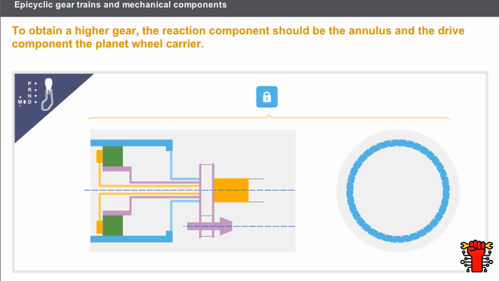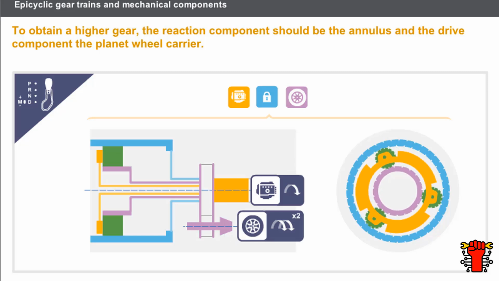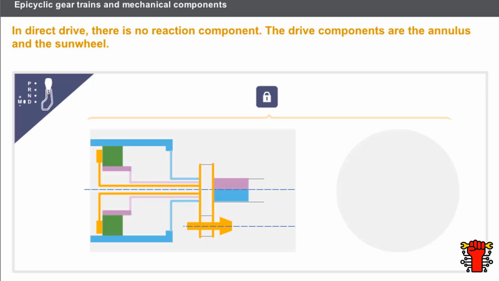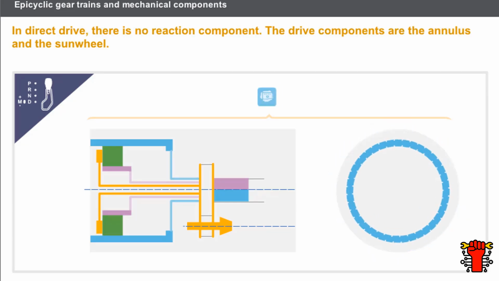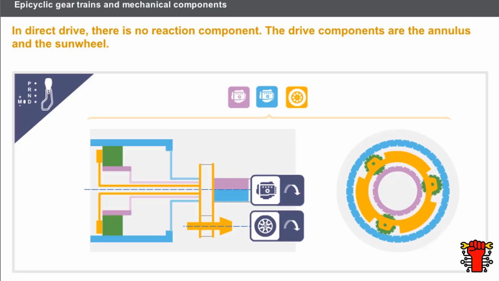To obtain a higher gear, the reaction component is the annulus. The drive component is the planet wheel carrier. The speed of rotation of the gearbox output is higher than the input speed of rotation. In direct drive, there is no reaction component. The drive components are the annulus and the sun wheel. The speed of rotation of the gearbox output is the same as the input speed of rotation.